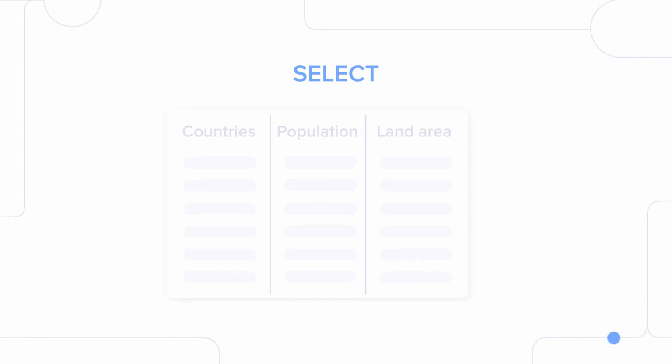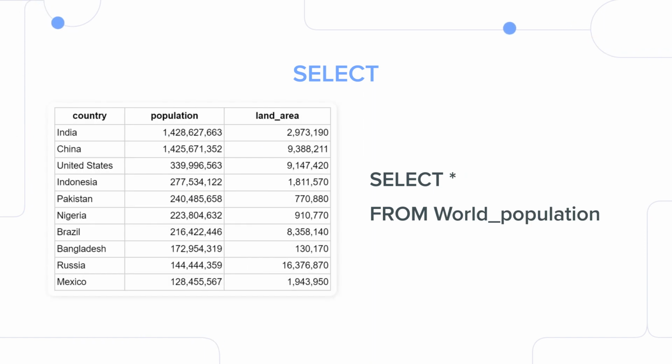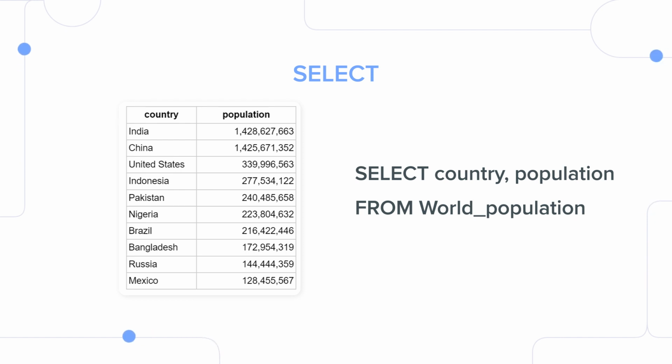Here's the syntax. If I want to select all the columns, I can write the following query. This would be the result, but I can also select specific columns. Here I'll select two columns, country and population, from the same table. This query would return only these two columns.